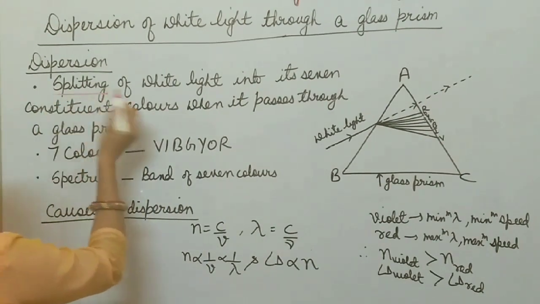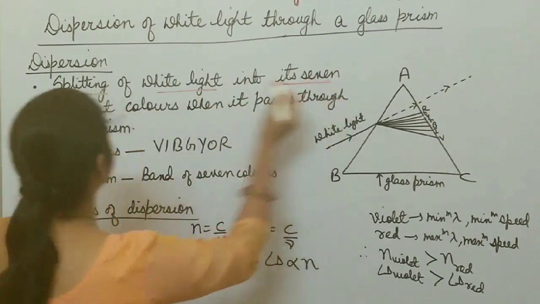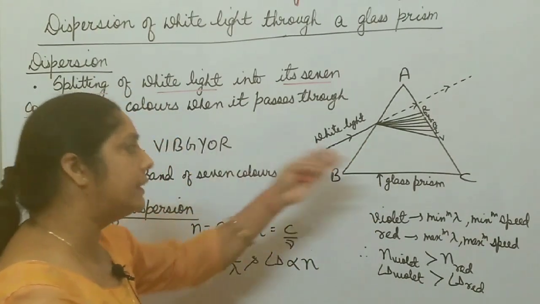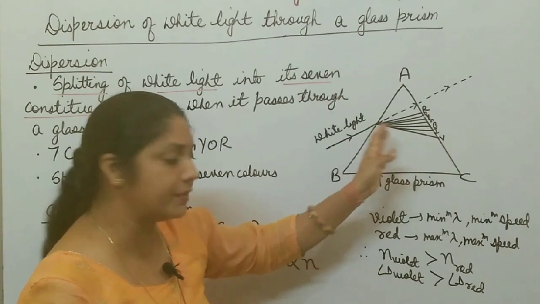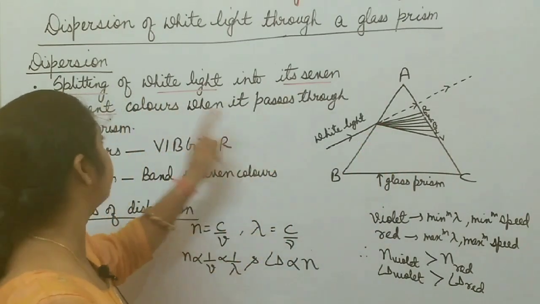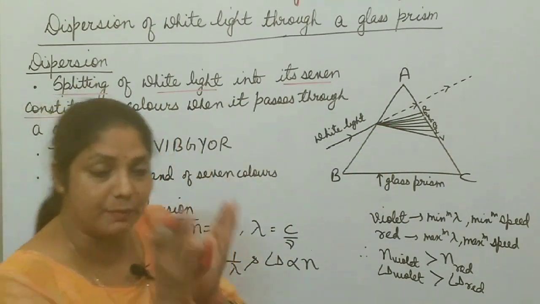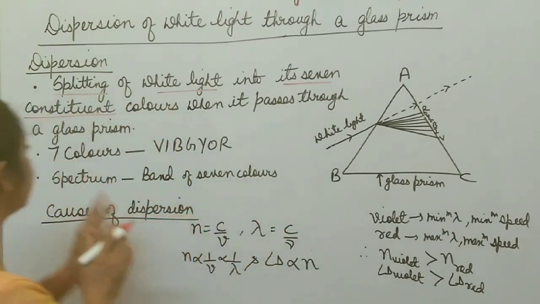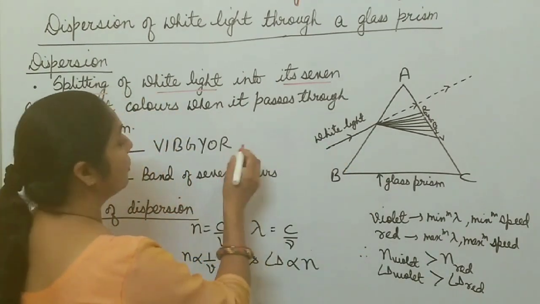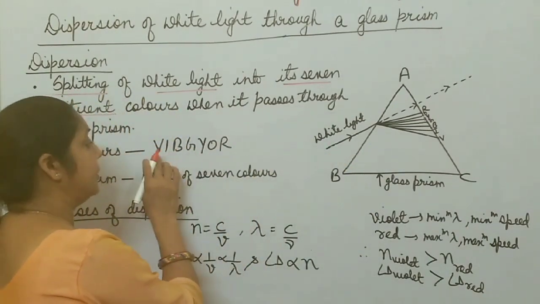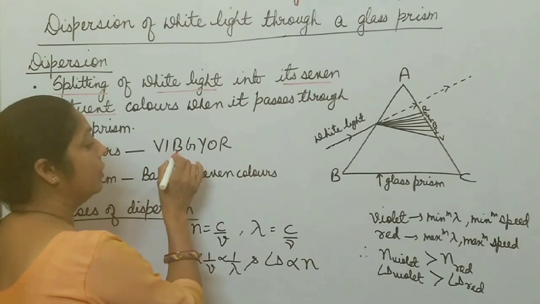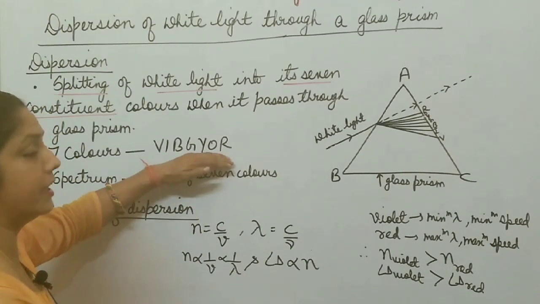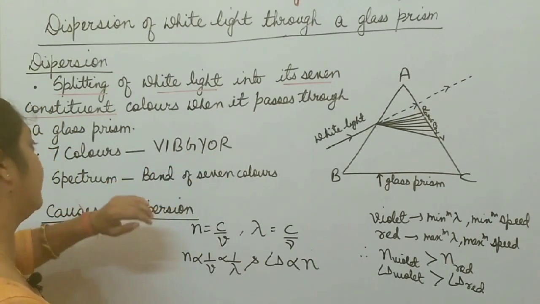Dispersion is the splitting of white light into its 7 constituent colors when it passes through a prism. Now, why does this splitting take place? We will discuss it later on, but here this process is called dispersion, the splitting of white light into its 7 constituent colors, and those 7 colors are nothing but VIBGYOR. I have written here VIBGYOR: V for violet, indigo, blue, green, yellow, orange and red. These are the 7 different colors of which white light is made up.